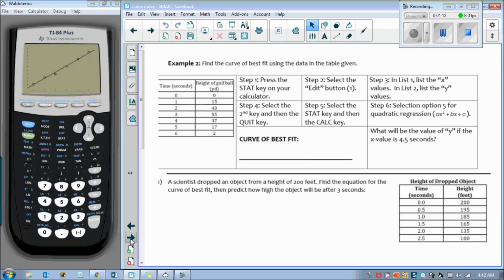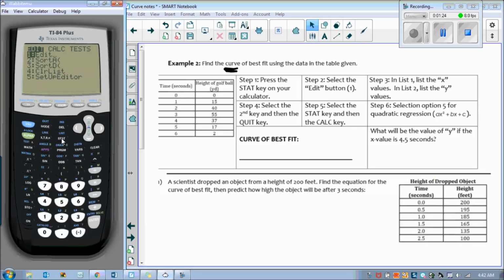For the next one, we are going to use a curve of best fit, which means it's going to be a quadratic. So we're going to go back to stat and hit edit and change our list. Oops. So it's the numbers 1 through 6. And then for list 2, or our y values, which is the height of these golf balls.